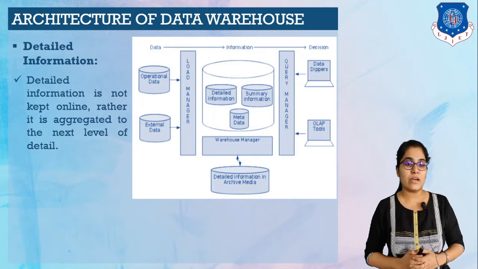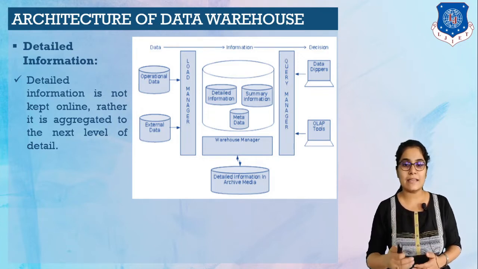Next component is detailed information. This area of the warehouse stores all the detailed data in the database schema. Detailed information is not kept online, rather it is aggregated to the next level of detail. The detailed data is added regularly to the warehouse to supplement the aggregated data.